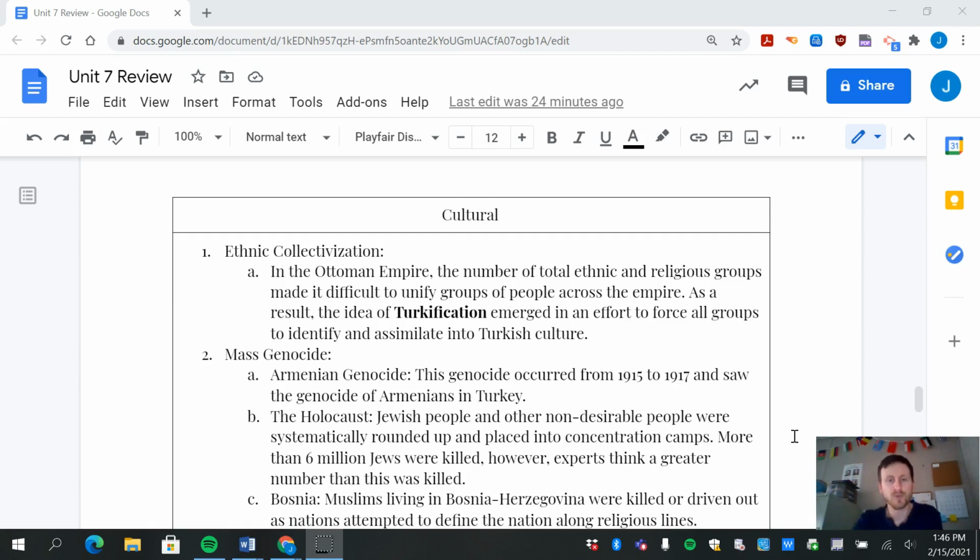So we have a group who is promoting this idea of Turkification, which encouraged this use of identity and assimilation into one Turkish culture. Ultimately, this is not going to work, as there are simply way too many ethnicities, way too many religious tensions in this area for this to actually work.